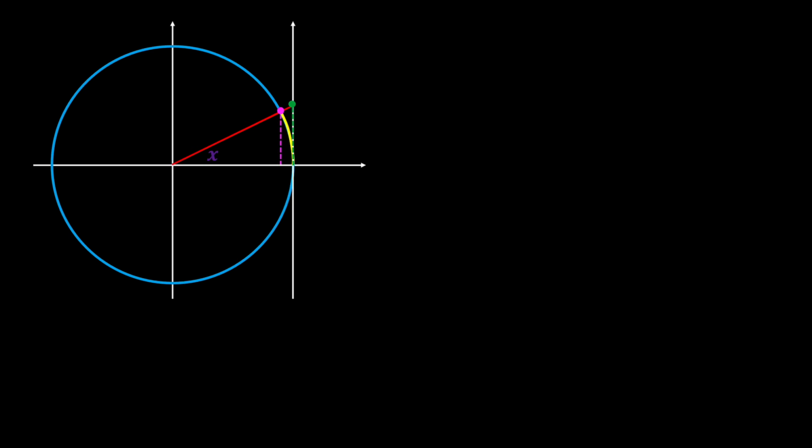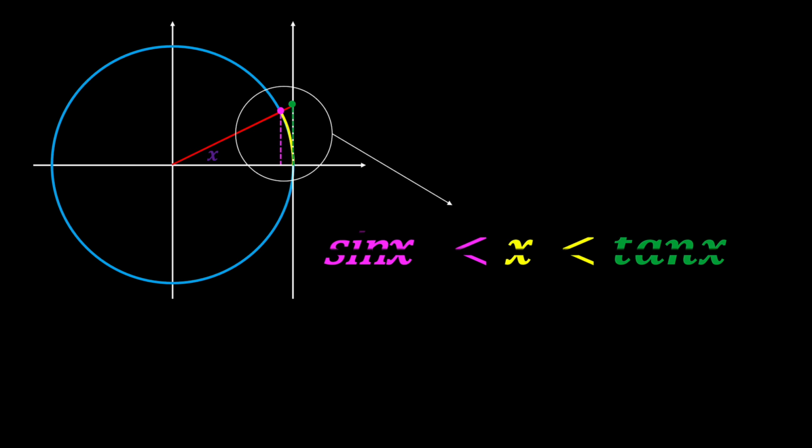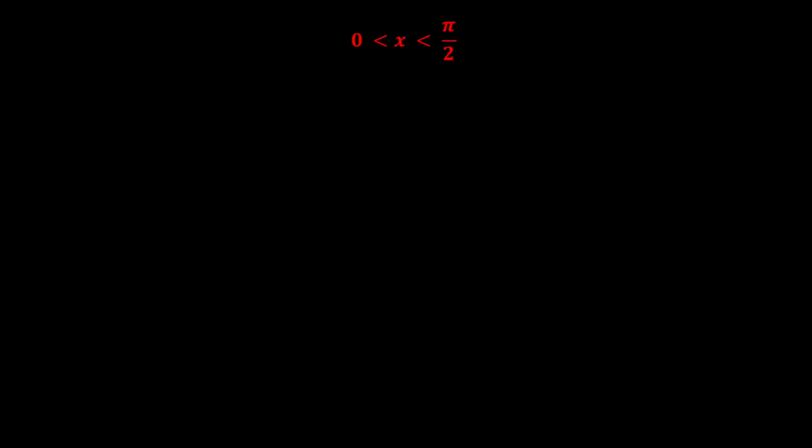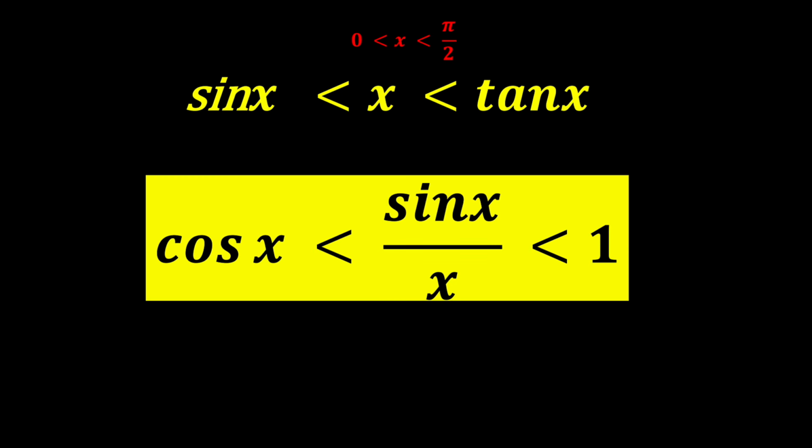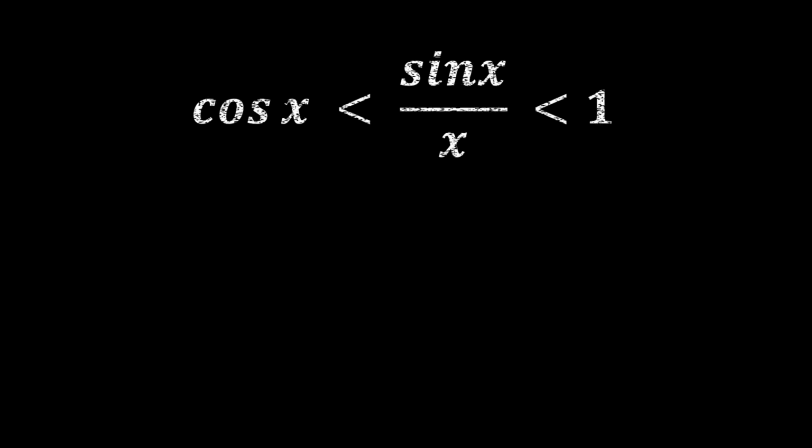For a small positive angle, the picture shows this order. Sine x is less than x, and x is less than tangent x. So we have sine x less than tangent x. Now we turn this geometric picture into a limit. After dividing and simplifying, this becomes cosine x is less than sine x over x, and sine x over x is less than 1. Now let x approach 0.